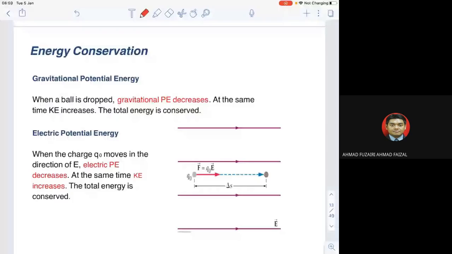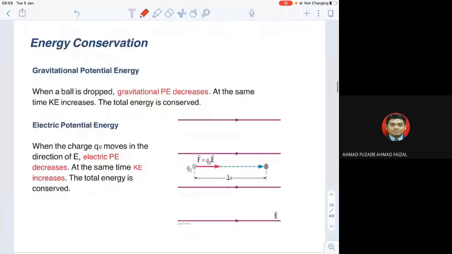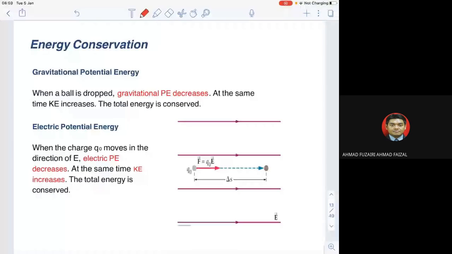All right, so this is energy conservation. What is energy conservation? When we talk about energy, we should remember potential energy, and how it relates to kinetic energy. Conservation comes from the word conserve, meaning that energy cannot be destroyed. It can only be transferred.